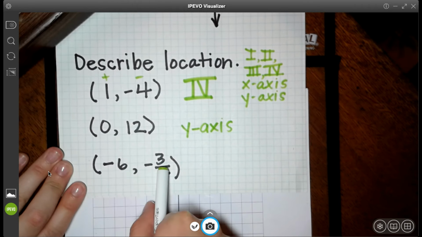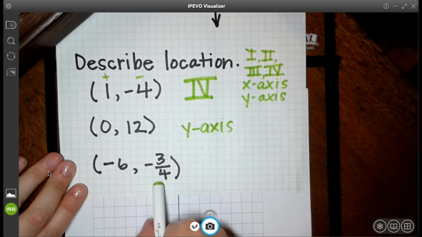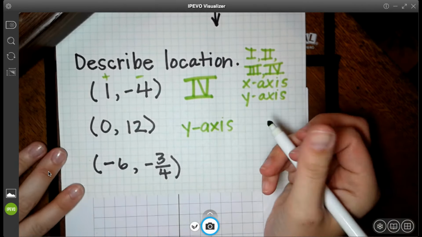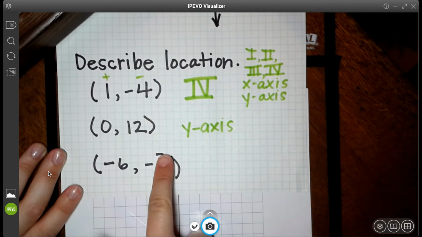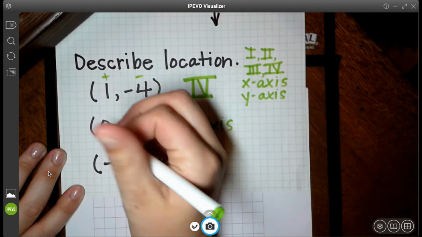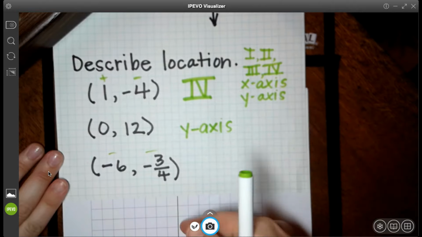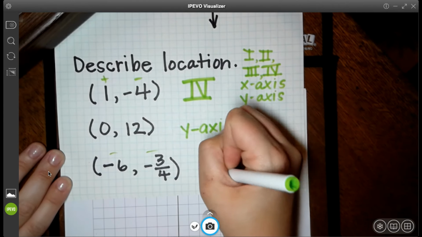Now, -6, -3/4. Again, I really don't even have to focus on whatever the integers are. I just look at the signs. This is negative, negative. I know that negative, negative is going to be in quadrant 3.